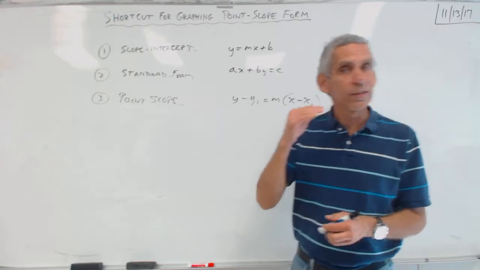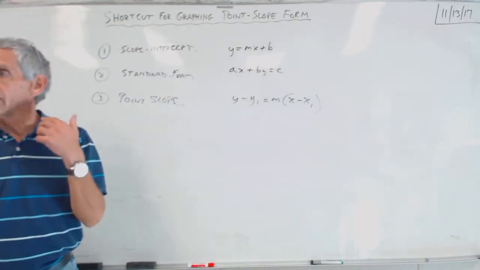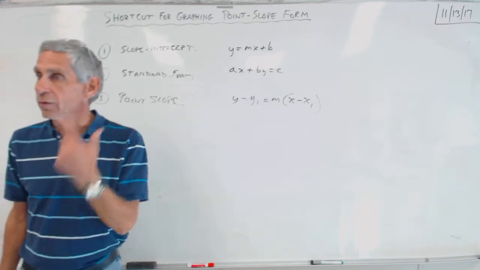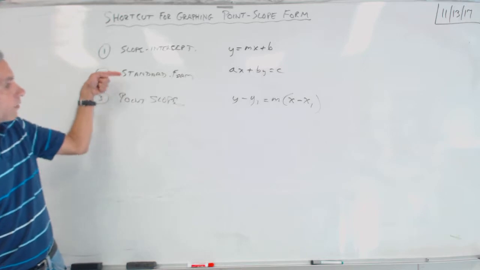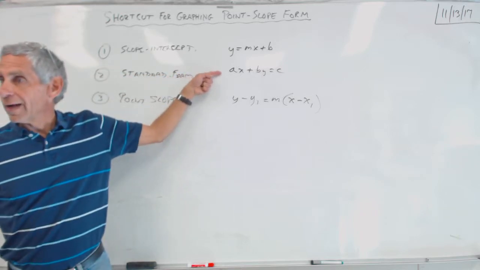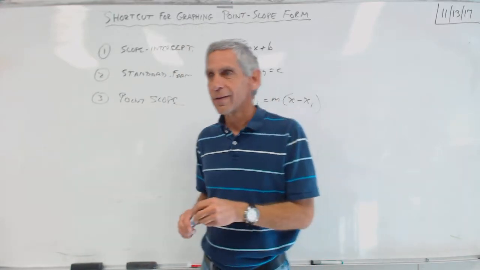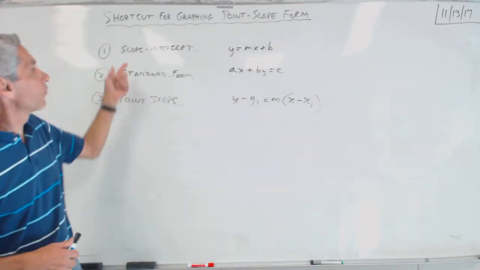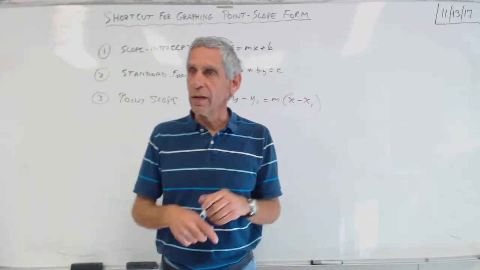You want to be able to see, oh yes, that's in standard form. In standard form, to graph it, what do I do? I find the x and y intercepts. Right, good job, exactly. And if it's in slope-intercept form, I know to plot the y-intercept and then use rise over run.